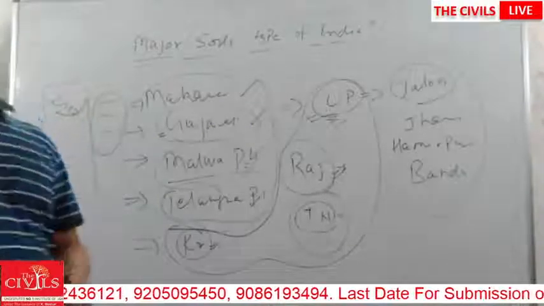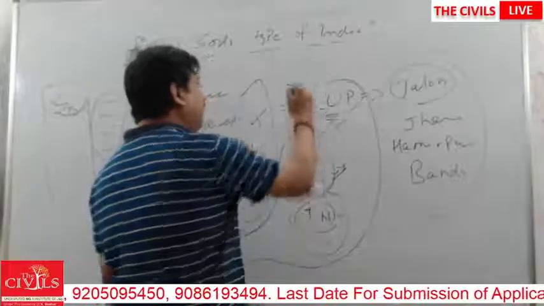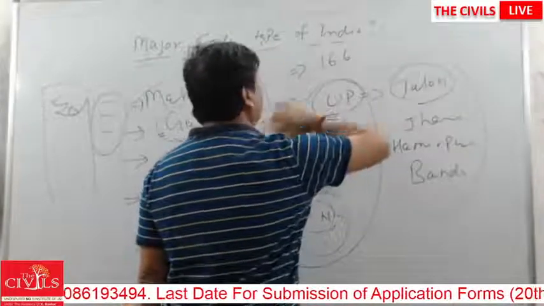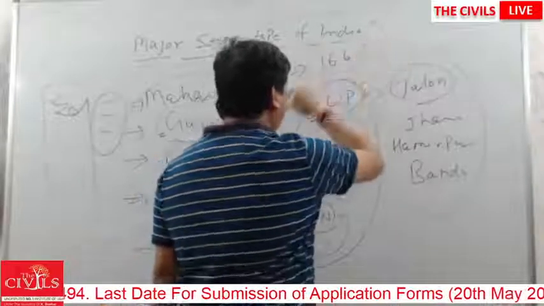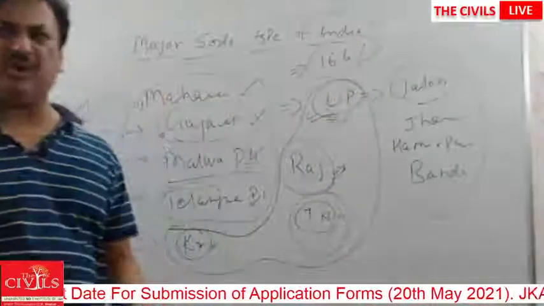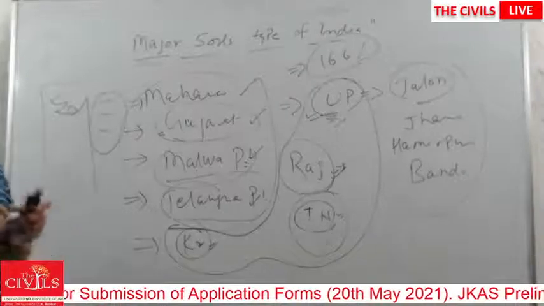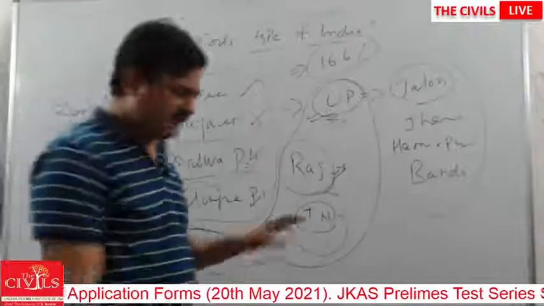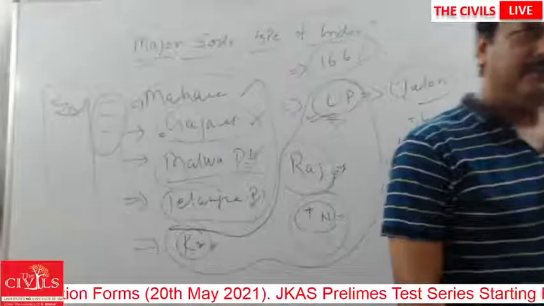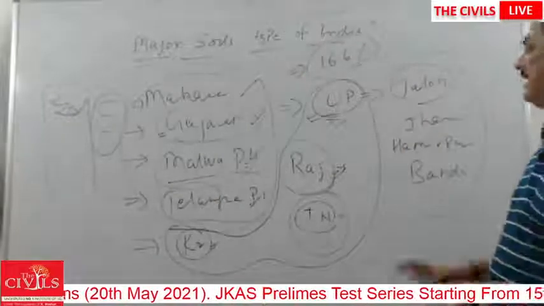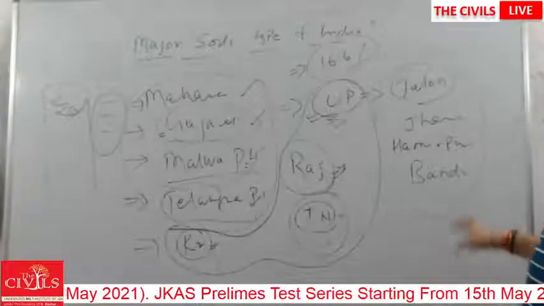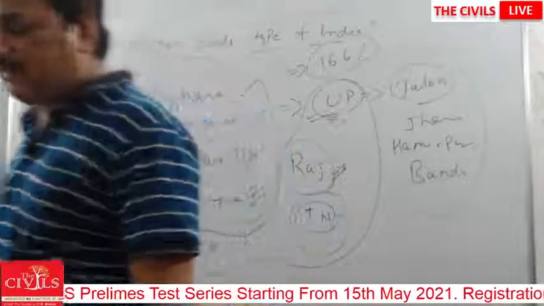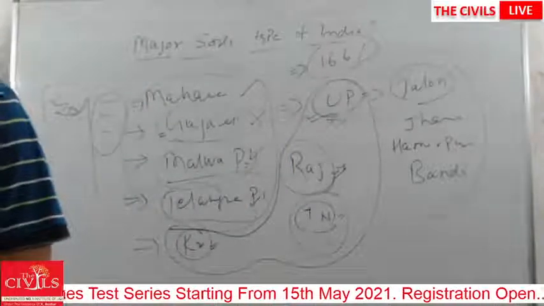This soil is spread over about 16.6% of the total area of India, found in about 5 lakh square kilometer. This soil covers around 5 lakh square kilometer, and 16.6% of the total area of India is under this soil. I hope it is clear to all of you.